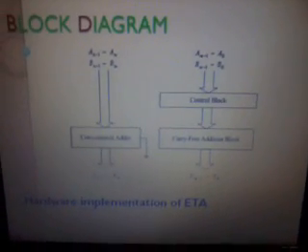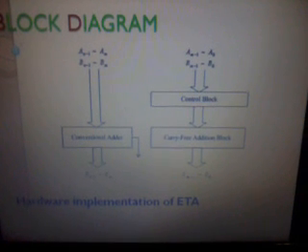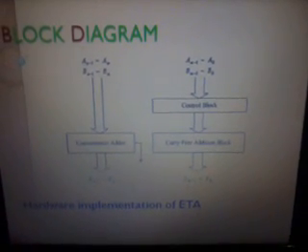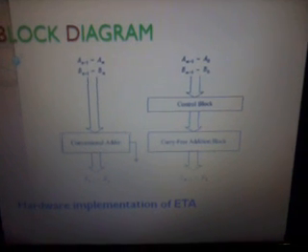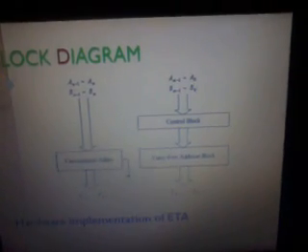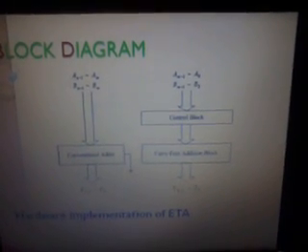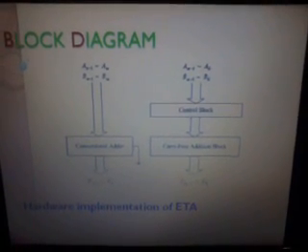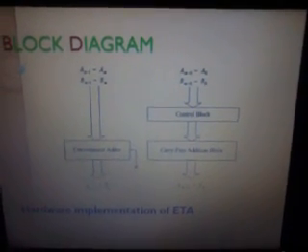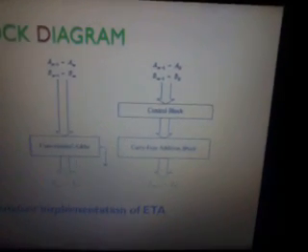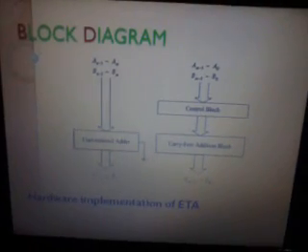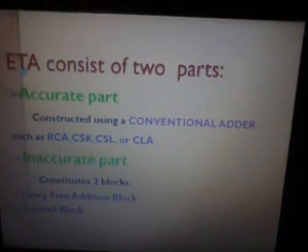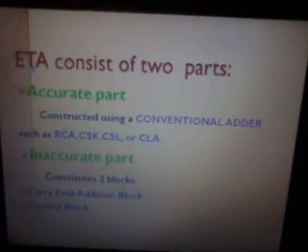This is the block diagram of the project, and as I showed in the last slide, the left side is the conventional adder and the right side is the error tolerant adder. Half of the input will be given to the error tolerant adder and half of the input will be given to the conventional adder, so that the MSB won't change. The MSB will be constant, and the right side will be the error tolerant adder. This is the adder implementation of ETA. Actually, ETA consists of two parts.